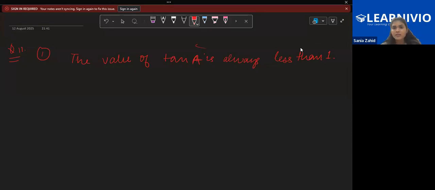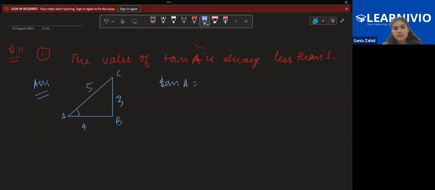Is it always less than 1, greater than 1, or what happens over here? It can be greater than 1. How? You have to justify it also. Let's take any triangle A, B, C, with sides 5, 3, and 4. So tan A is 3 by 4. Okay, this is less than 1, right?